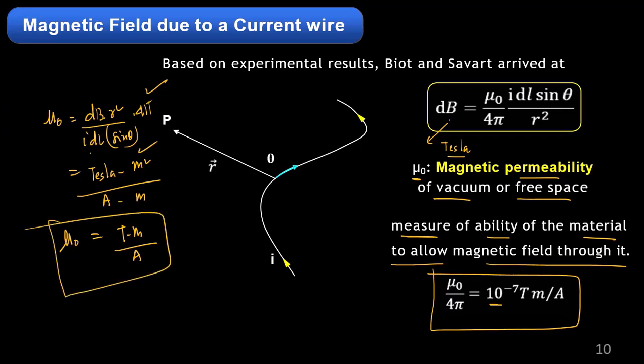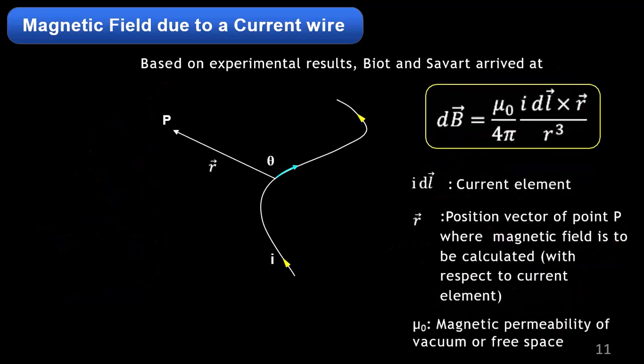The mu naught is equal to how much? 4 pi into 10 to the power minus 7 Tesla meter per amp. Okay, so this is the constant value, and we have to remember that constant number. So this is the final form of the Biot-Savart law, but we have to modify it. I cannot use this law directly. I have to write it in some other form.